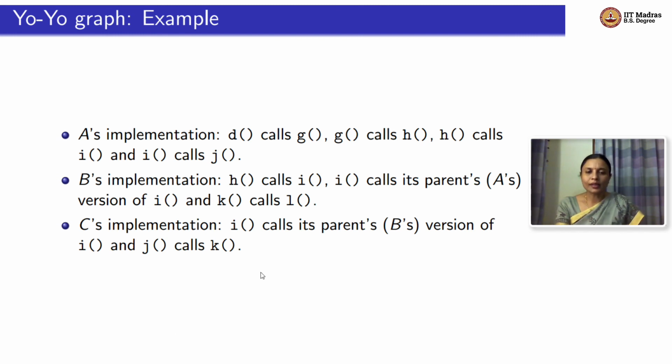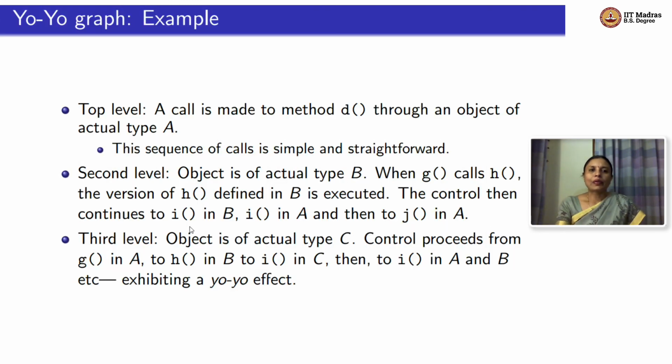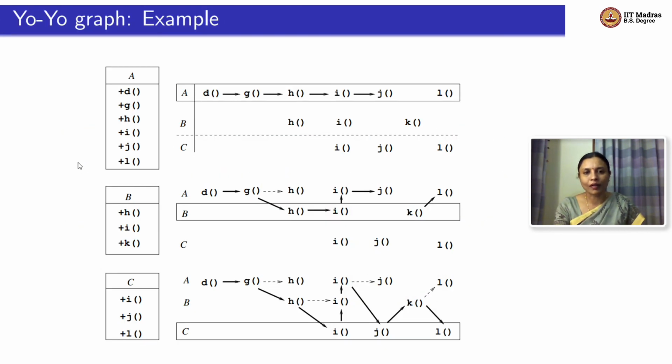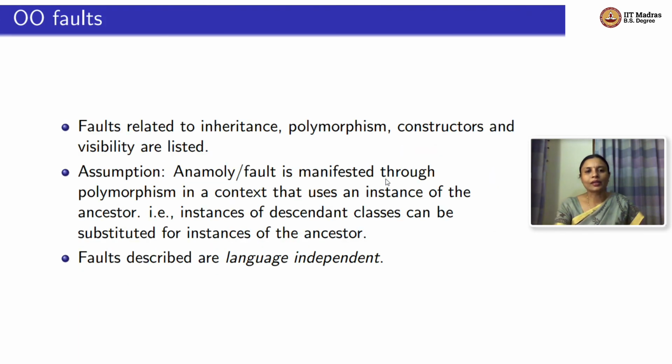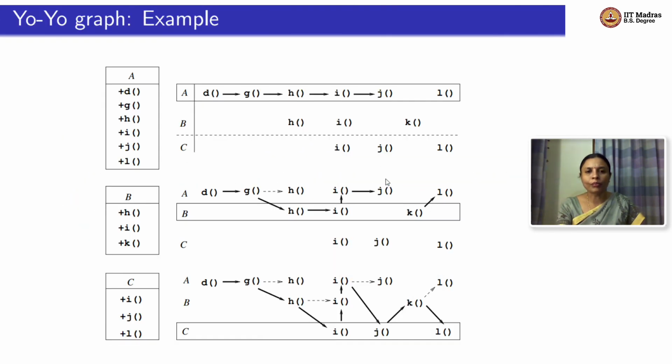So we just saw this. A's implementation, what calls what, which method calls what. Similarly for B, similarly for C. So at the top level, a call is made to method D through an object of actual type A. This is a simple, straightforward sequence of calls. That's this first graph here, right at the top. Second level, object is of actual type B. Then what happens? It starts bouncing down the hierarchy to B. So the edges go down, method calls go up here, and then they start going down once again.